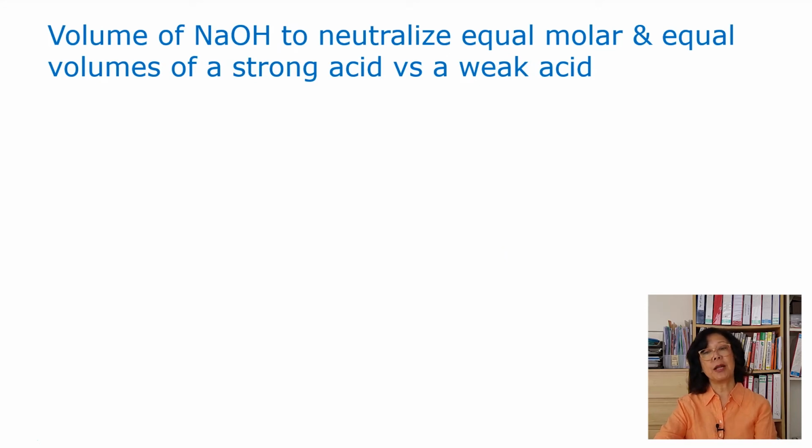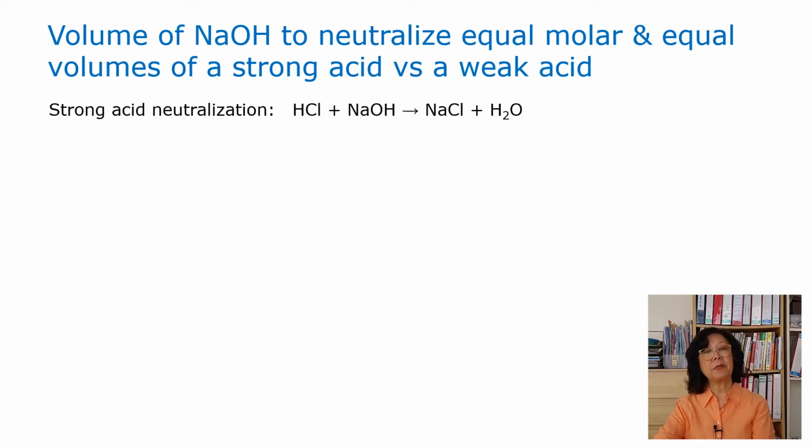What about if we neutralize equal molar and equal volume of the strong and weak acid with the same kind of NaOH? Will the volume to reach the equivalence point be different? Okay, so first of all, we write the overall molecular equation for the strong acid, strong base neutralization, and we write the net ionic equation, which is H plus and OH minus to form water.